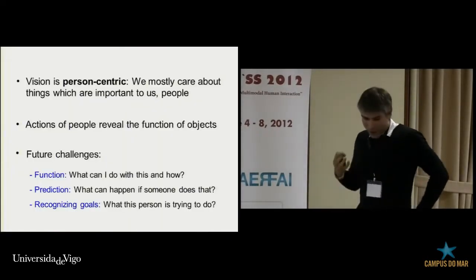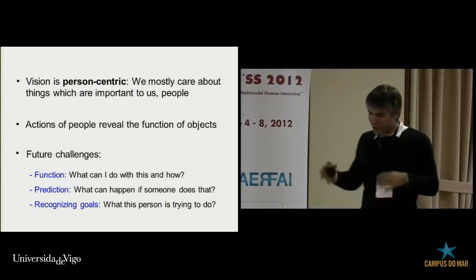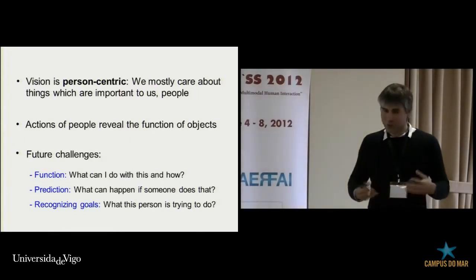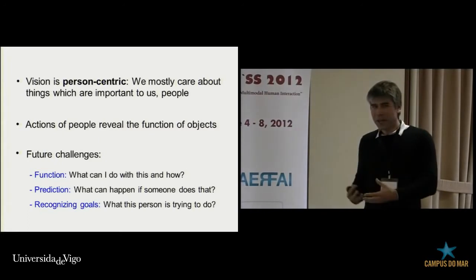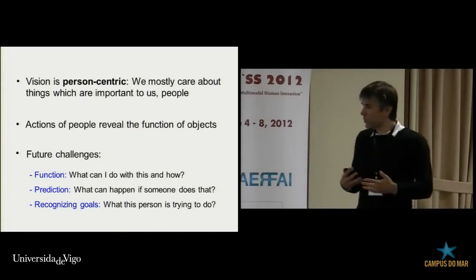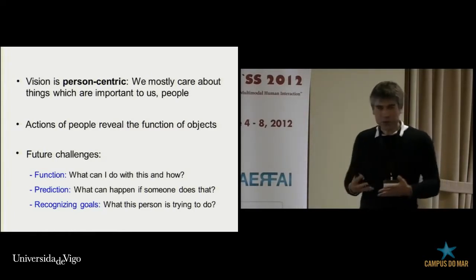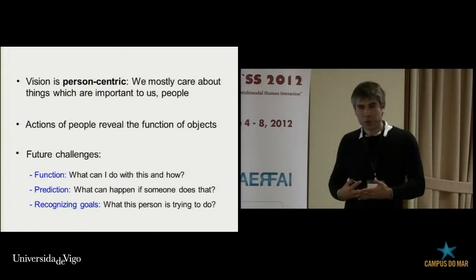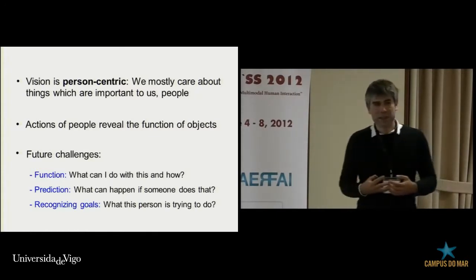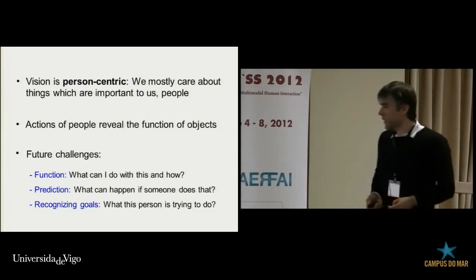So what I think we should be looking at in the future is to move from labeling the objects, or maybe this is the point of convergence between action recognition and object recognition, where we should go beyond just labeling actions and objects, and address the more difficult tasks of answering questions like what can I do with an object, or what an object can be used for, or predict what can happen in the scene. So given the current state of the scene, what can happen in it? And eventually also recognize the goal.